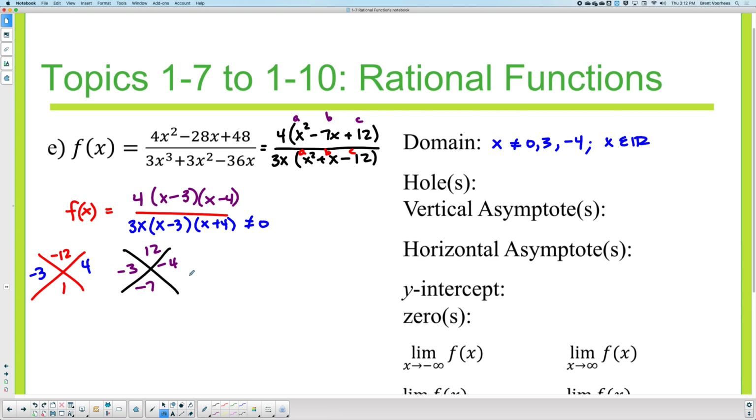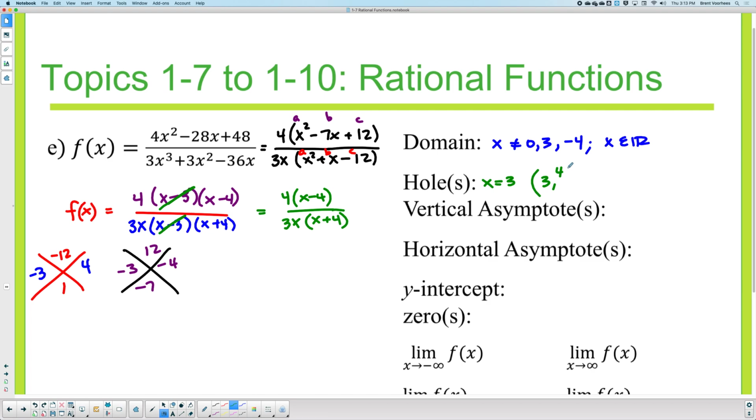All right, as I move in, I can see that I can remove this factor here. Since those cancel, that's a hole. X equals 3 is a hole. And so to find the exact location of that hole, you plug this into the simplified equation, which would be 4 times x minus 4 over 3x times x plus 4. So I'm going to plug in 3 to that equation to figure out where my hole will be located.